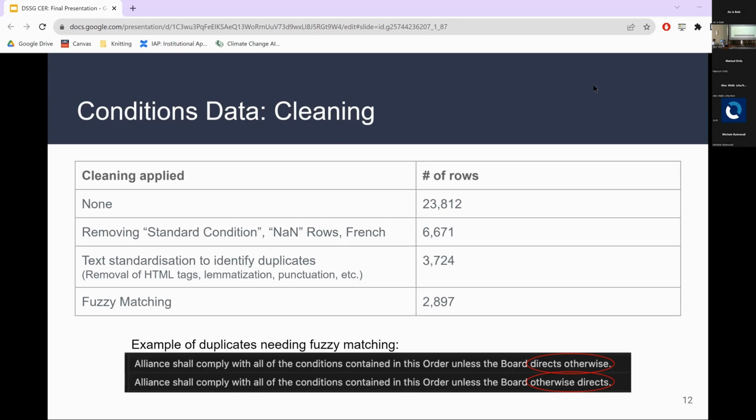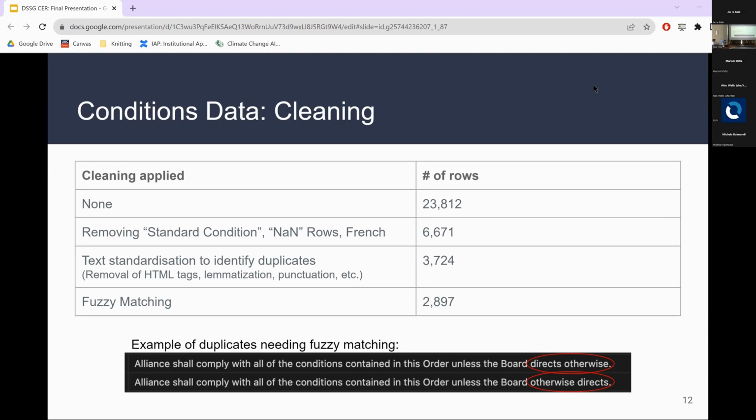So just going into a bit of the cleaning that we did for the conditions data set, we started off with 23,812 rows. There were some adjustments we had to make to it, like removing any instances of the theme standard condition. After talking with CER, we noticed some inconsistencies with the label, and they advised us to remove it from our consideration for our models. We also removed any rows with missing data or missing themes, as well as rows that contained French.